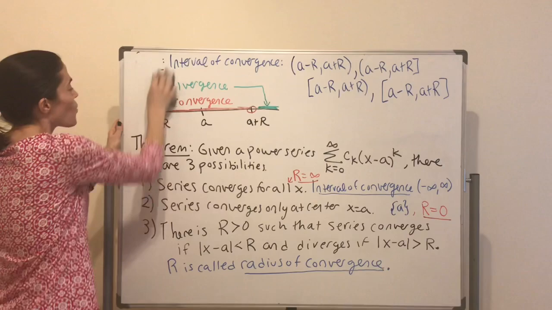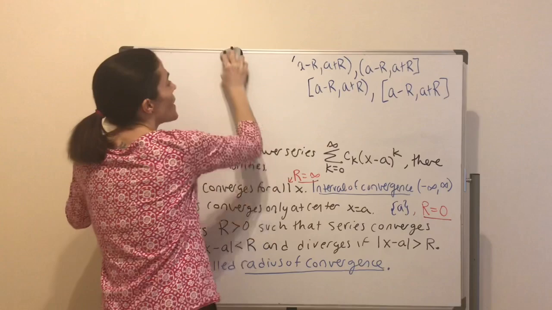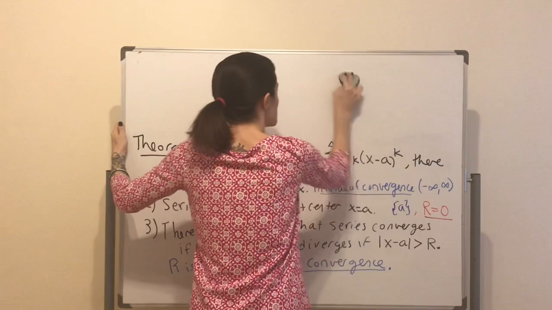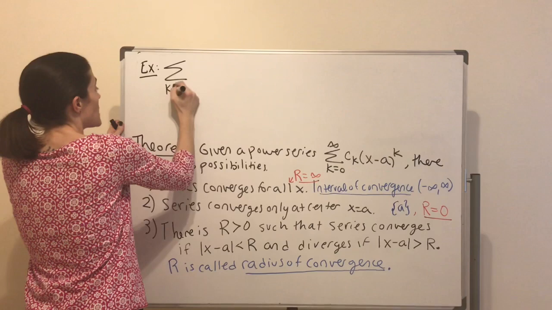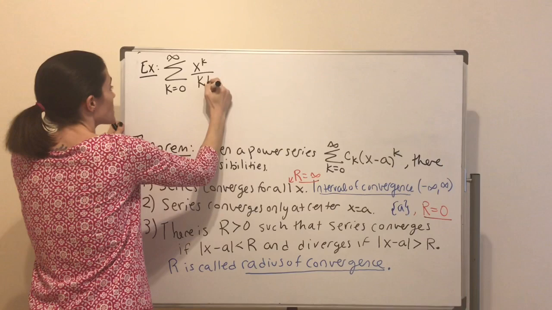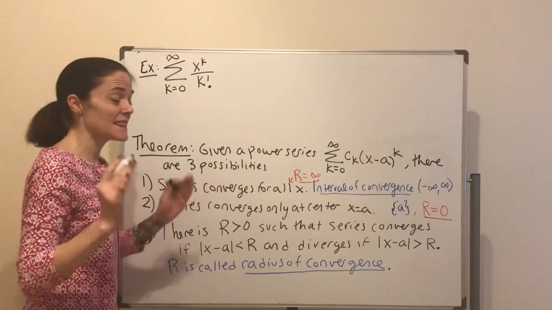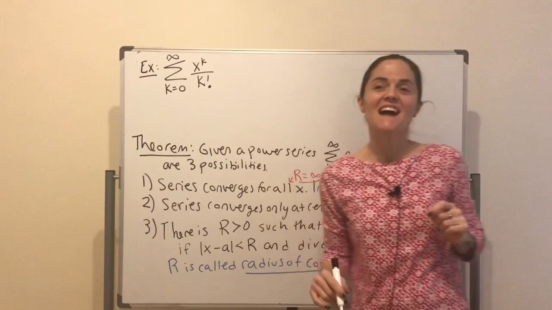Now, let's just warm up with an example where we know the answer. It's something that we have discussed, although it's been a while since we have talked about power series. But let's warm up with this example. The sum from k equals 0 to infinity of x to the k over k factorial. We know what this is, right? This is e to the x. So we know this is the Maclaurin series for e to the x. And we discussed that this converges for all x, and it equals e to the x for all x.